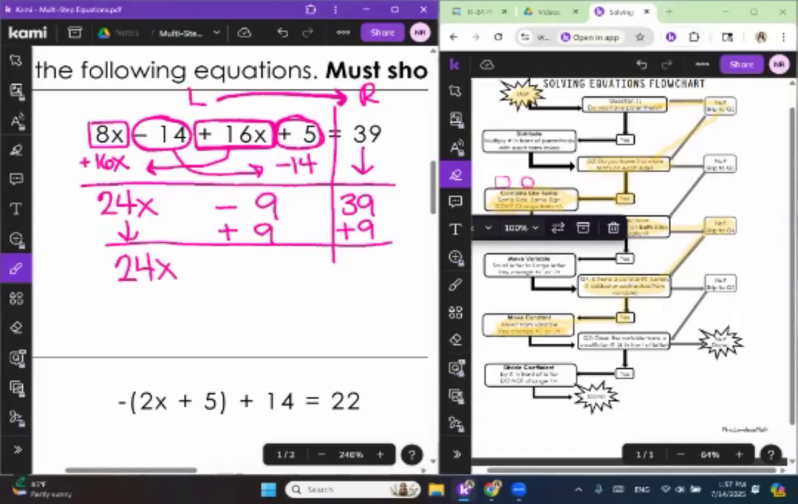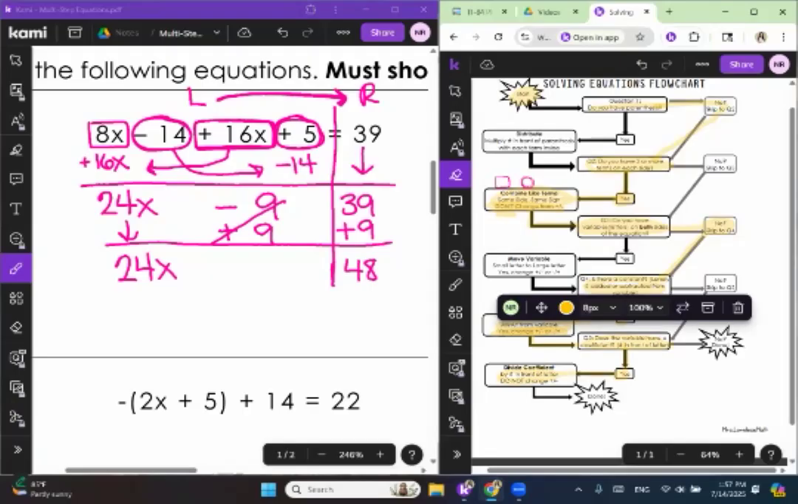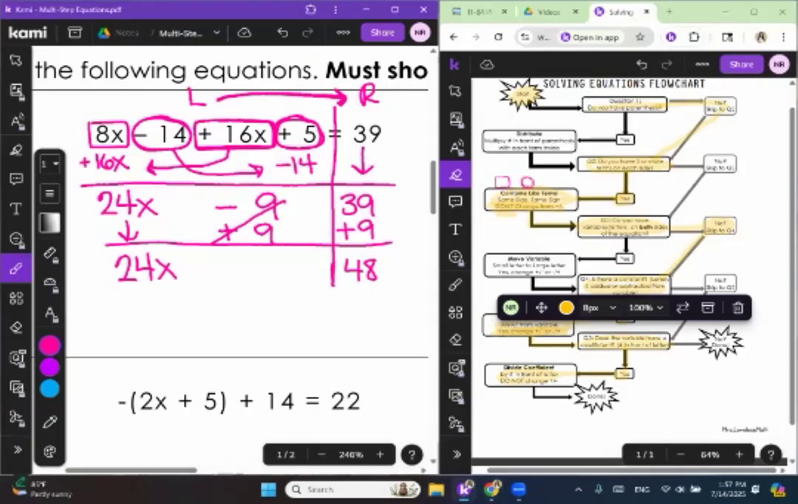24x comes down. The 9's cancel out. 39 plus 9, I'm going to extend this line a little bit, is 48. Moving back over to my flow chart. Last question. Does the variable have a coefficient? Does it have a number in front of the letter? Yes. So what do we do? We divide it. So we divide by 24, divided by 24, and we get x equals 2.